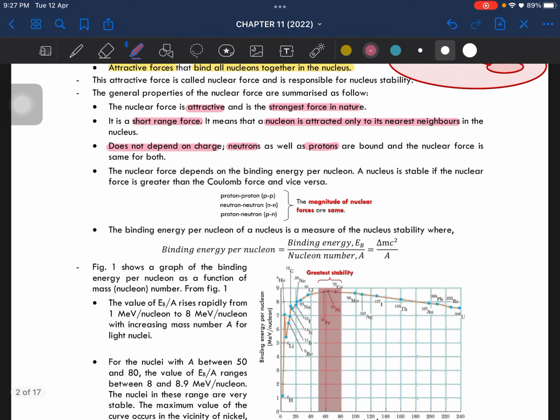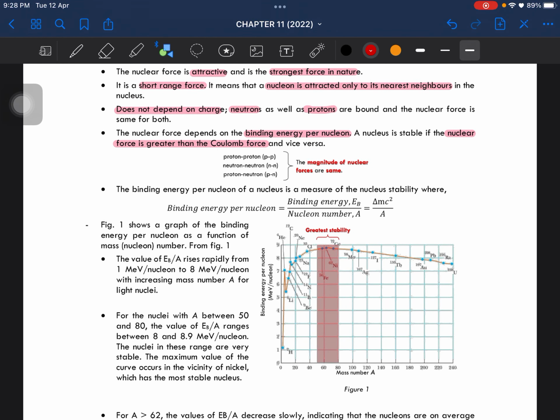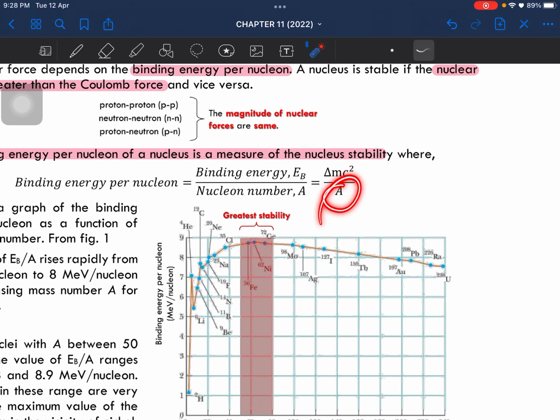And then the nuclear force depends on the binding energy per nucleon. A nucleus is only stable if the nuclear force is greater than the Coulomb force. The magnitude of nuclear forces for all of them are the same. And lastly, the binding energy per nucleon of a nucleus is measured using this equation here, where A is the nucleon number.